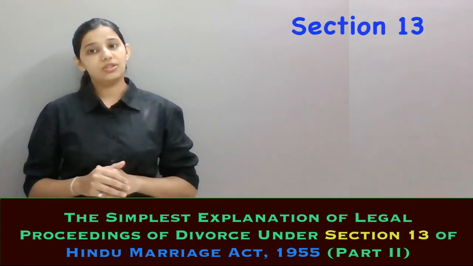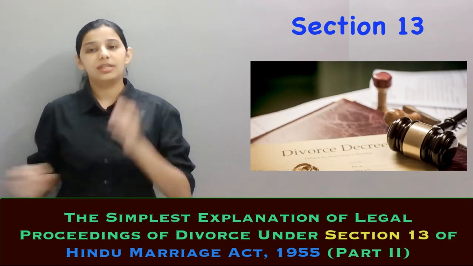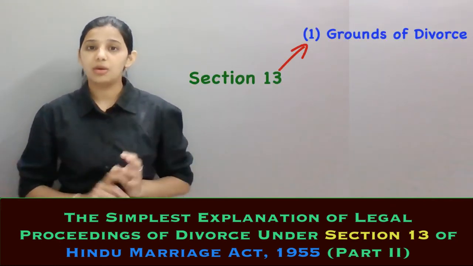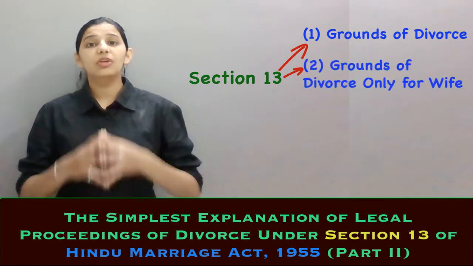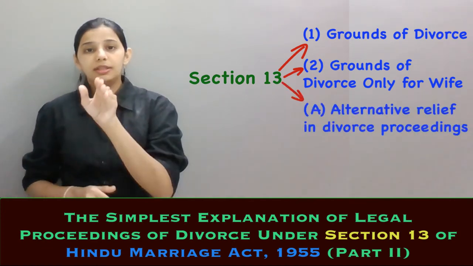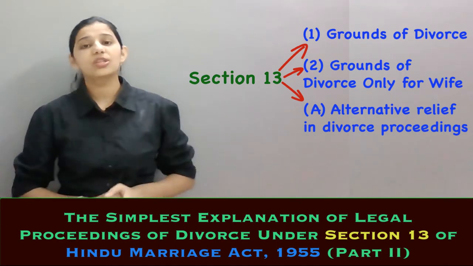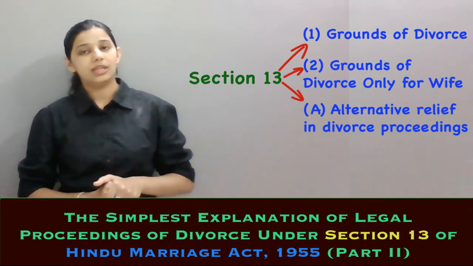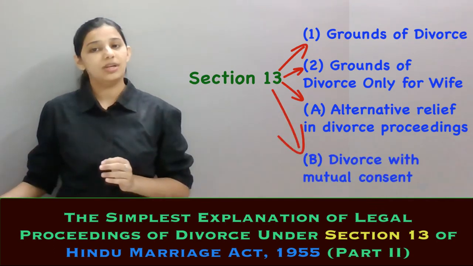As discussed above, Section 13 of the Hindu Marriage Act discusses the provisions of divorce, and for clear explanation, it is categorized as follows. Section 13 clause 1 defines the grounds of divorce. Section 13 clause 2 provides separate grounds for divorce by way of protective discrimination in favor of the wife. Section 13A defines alternate relief in divorce proceedings, which is nothing other than the explanation of judicial separation that I've already discussed in my previous video while discussing Section 10 of the Act. And the last one is Section 13B, which defines divorce with mutual consent.